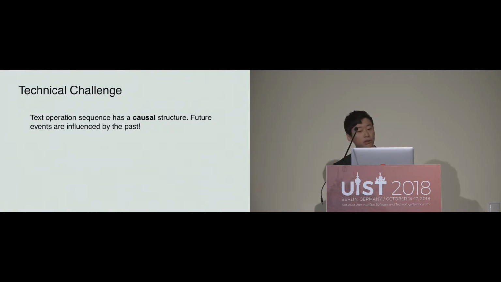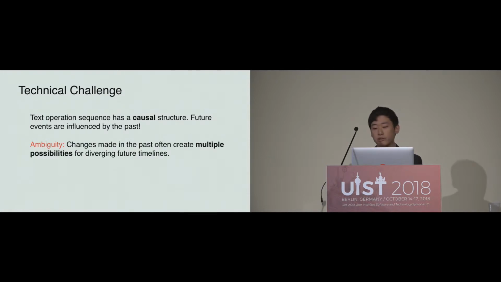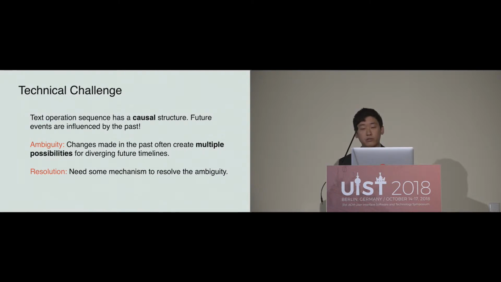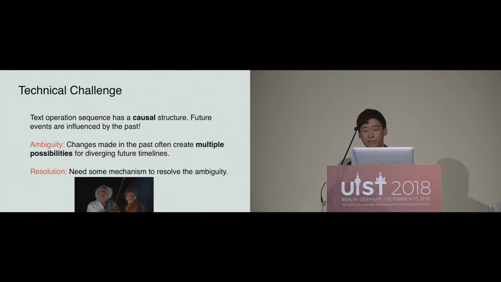and it turns out that editing a text-based screencast is not an easy task. The fundamental issue here is that the text operations in sequence have a causal structure. So if you make some changes to the screencast, there might be multiple possible outcomes from the edit. We need some kind of resolution strategy to get a single edited version of the screencast, just like a time machine paradox.